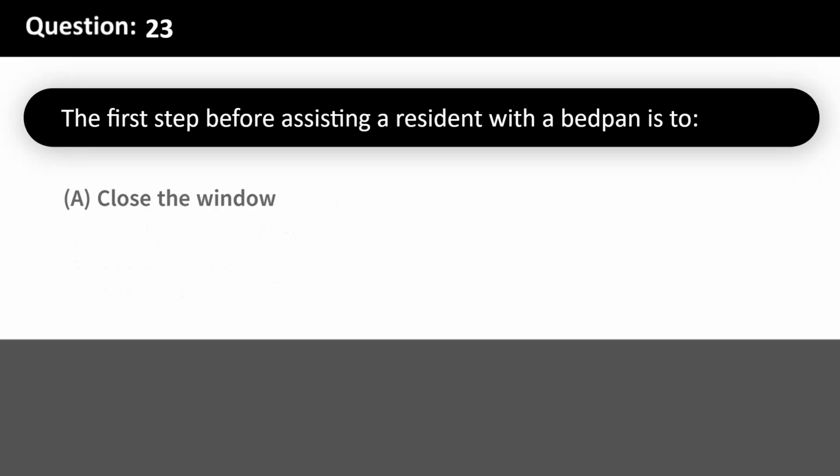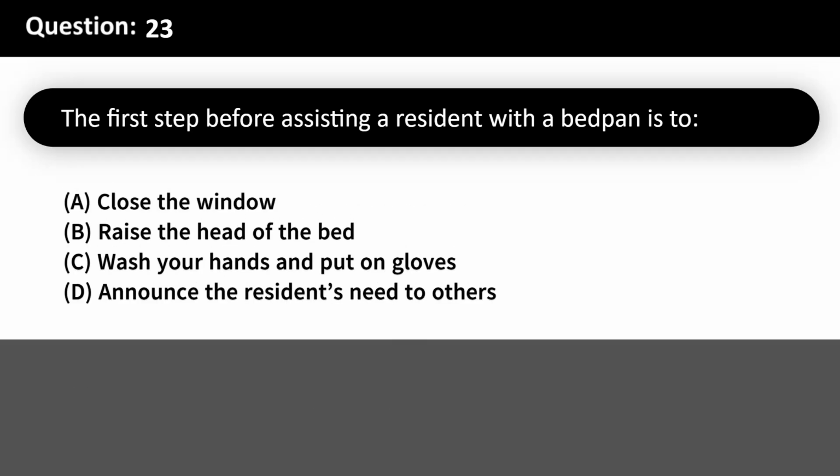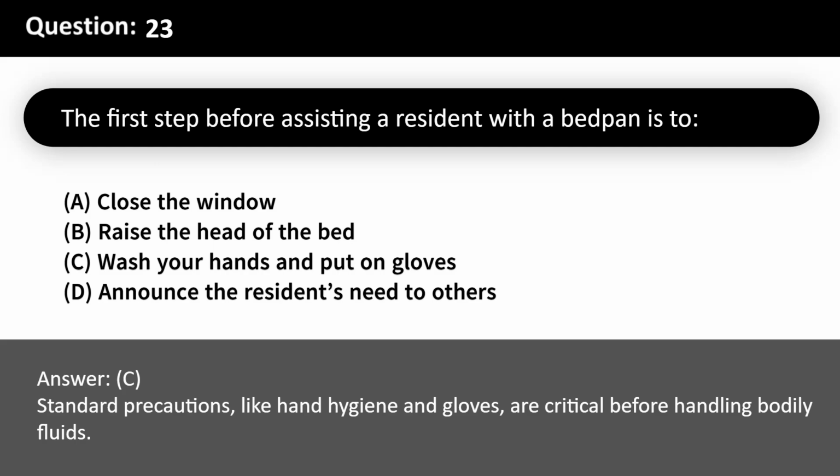The first step before assisting a resident with a bedpan is to: A. Close the window. B. Raise the head of the bed. C. Wash your hands and put on gloves. D. Announce the resident's need to others. Answer: C. Standard precautions, like hand hygiene and gloves, are critical before handling bodily fluids.